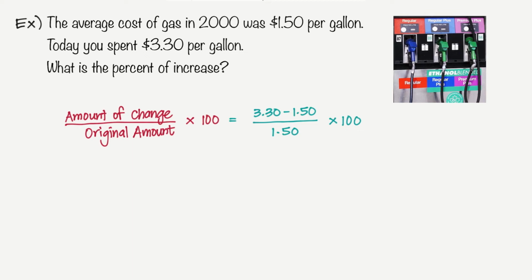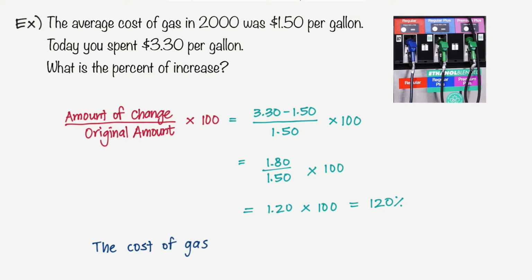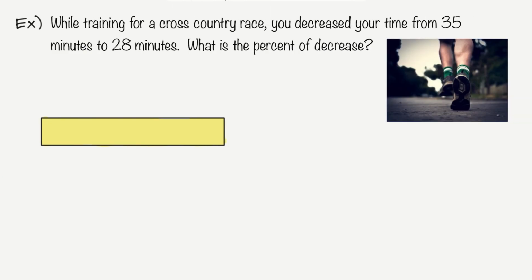And when I subtract those values, I get $1.80 over $1.50. And then we're going to multiply that again by 100. So when I do some division, I get 1.2 times 100, which gives me 120%, which seems really high, but when you look at it, we more than doubled the starting price. So here it makes sense. The cost of gas increased by 120%.